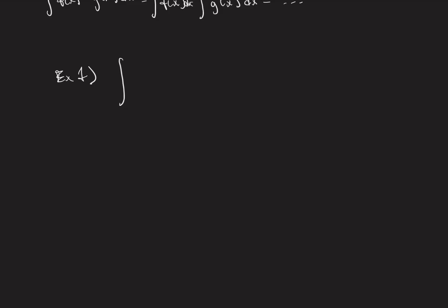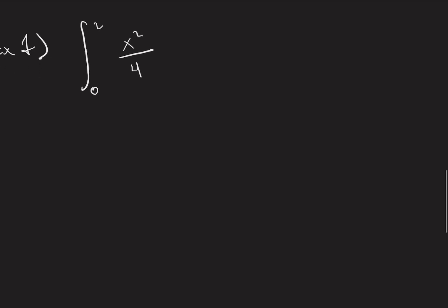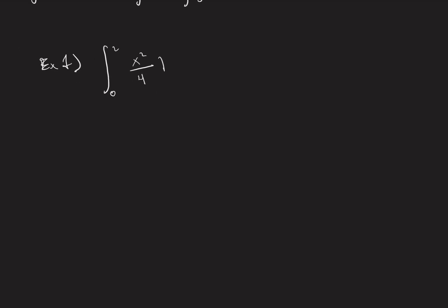I'm doing a definite integral just to show you how it works. Let's say point A is equal to 0 and point B is equal to 2. And then the function is x squared divided by 4. If you want to do this yourself, you can pause the video.